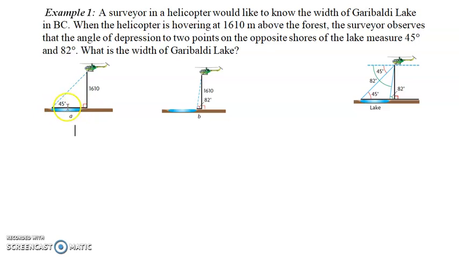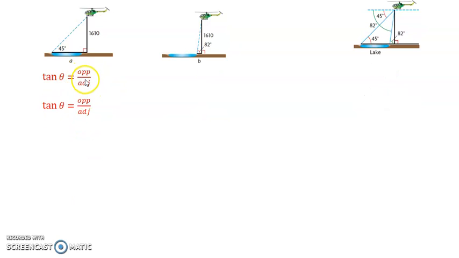The horizontal distance here, we call it A. So remember from grade 10 and earlier on, tan theta is equal to opposite over adjacent. So theta is 45 degrees. You can just put 45 in. I know there's a degree symbol there. The opposite side is 1610. The adjacent side is just A. So we solve for A. A is equal to 1610 divided by the tangent of 45.